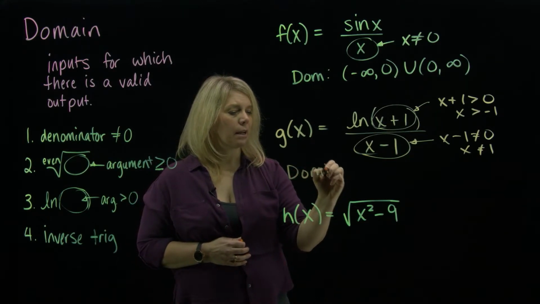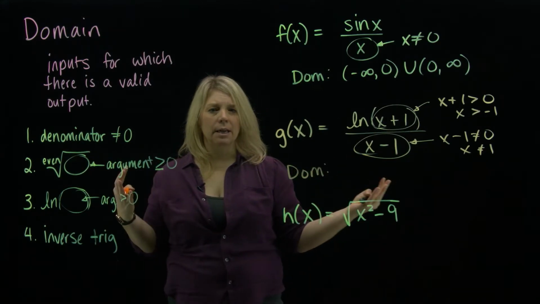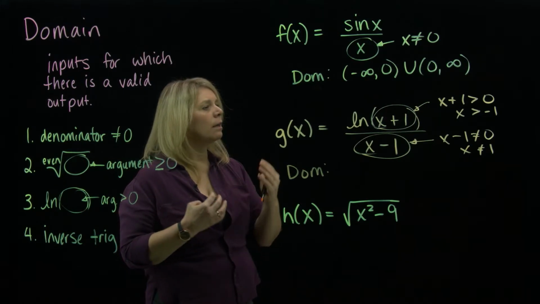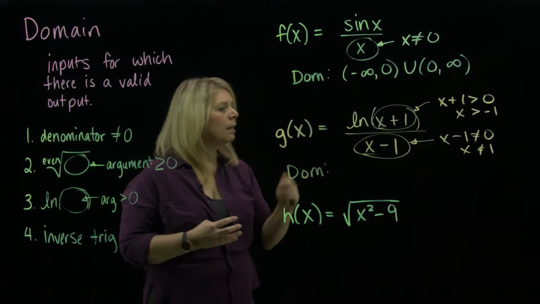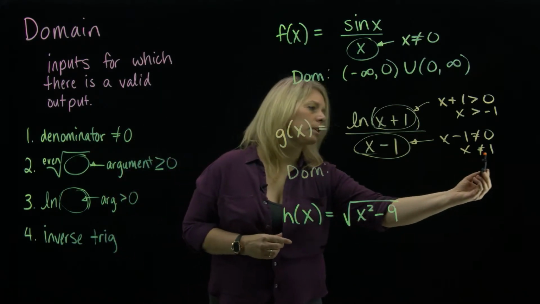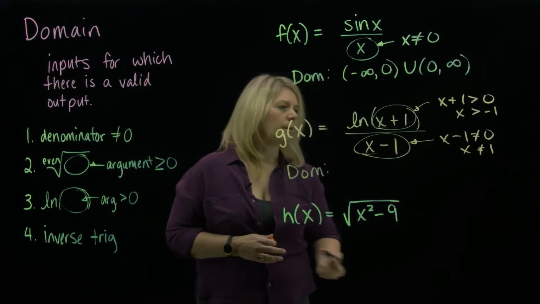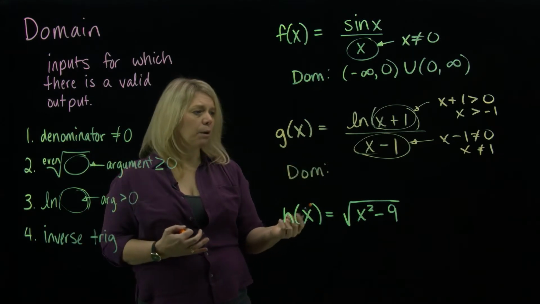But when I write my answer, I want to write that in interval notation. So I tend to think about this in terms of a number line. And so I've got x's that are greater than negative 1, except I need to exclude x equals 1. So I'm kind of visualizing a number line.